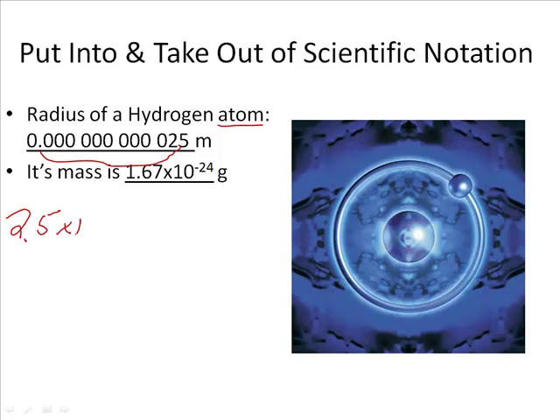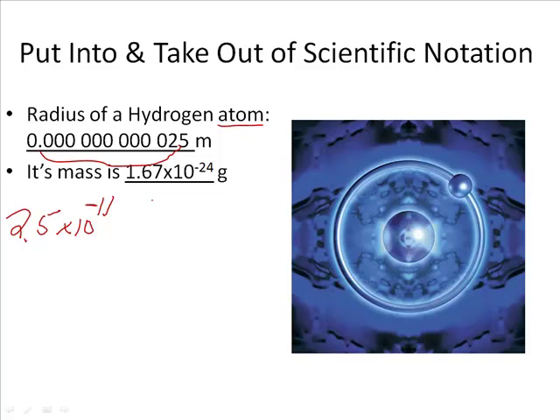2.5 times 10 to the 1, 2, 3, 4, 5, 6, 7, 8, 9, 10, 11. 10 to the 11th, and because it's a super tiny number and we divided the 2.5 by 10 to get there, we're going to put in a negative sign. Okay? And then we're going to take this number out of scientific notation.